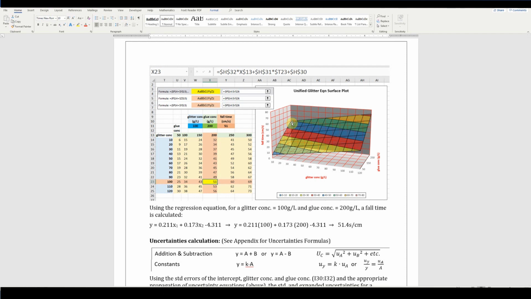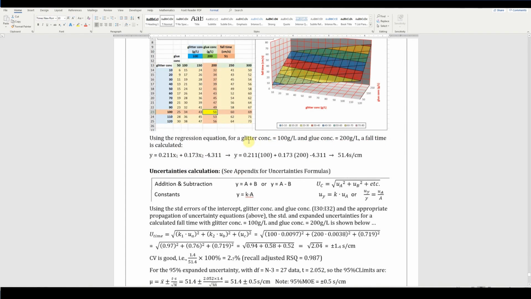So let's use our glitter equation here to calculate the fall time for a selected glitter and glue concentration. So here I'm choosing 100 grams per liter of glitter and 200 grams per liter of glue. Intersection is 51. If you actually put these values of glitter concentration and glue concentration, it calculates to be 51.4 seconds per centimeter. Now, once again, we can't talk about a forecast without talking about uncertainties. And again, it's the same as we saw before.